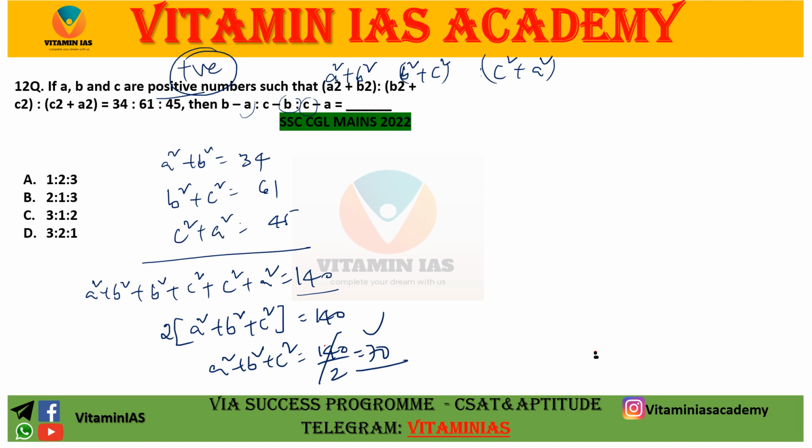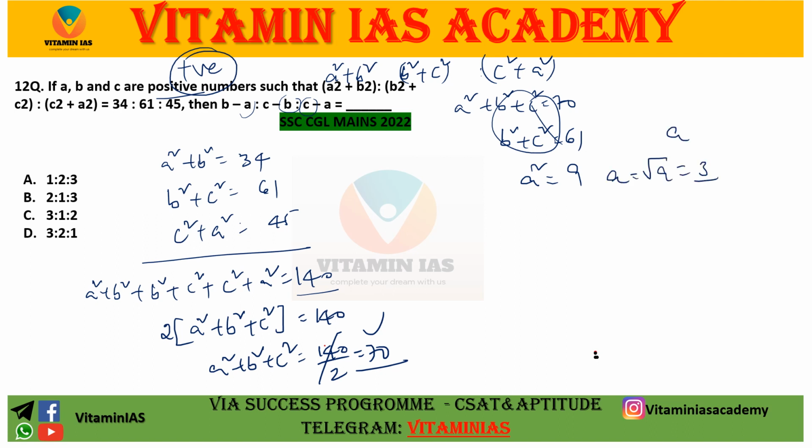A square plus B square plus C square is equal to 70, we know it. Along with that, if you want the A value, then the B square plus C square value we also know: B square plus C square is equal to 61. So A square is how much? If you just cancel, then it will be 9 only. So A square is equal to 9 and A is equal to root 9, nothing but 3. A value 3 came.